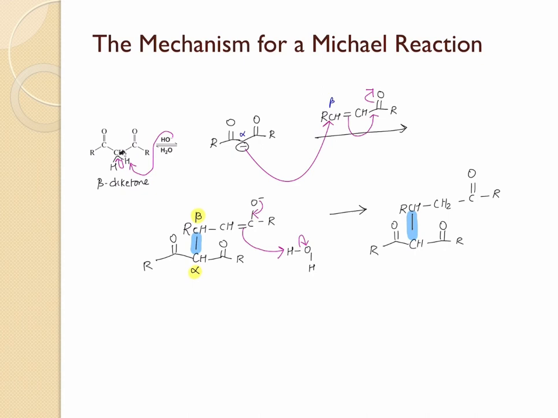And you can see that this is definitely a 1,5-dicarbonyl compound because the two carbonyl groups are separated by 3 carbons in between. So 1, 2, 3, 4, 5. So this would be a 1,5-dicarbonyl compound.